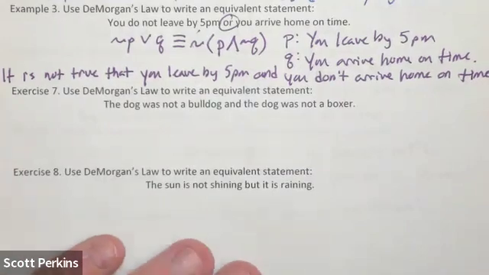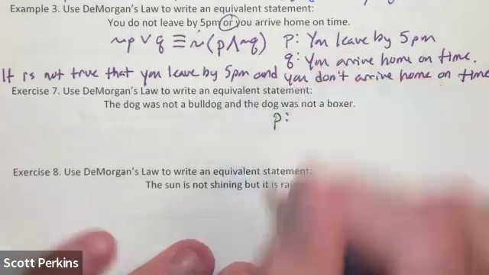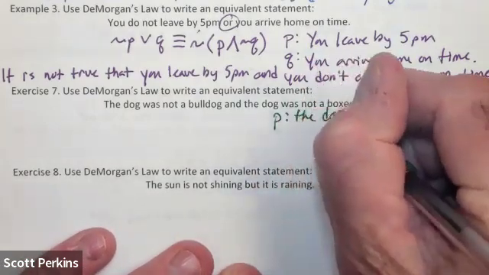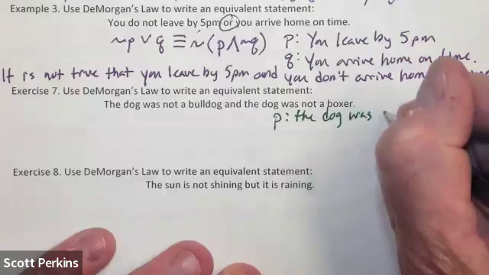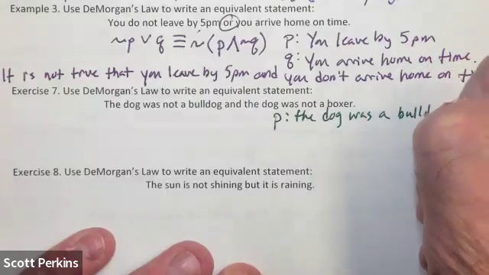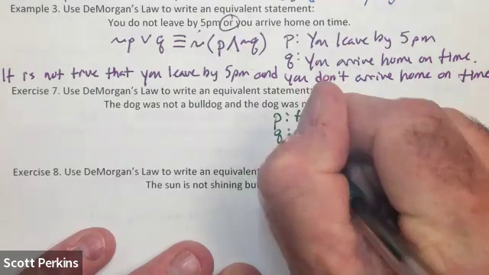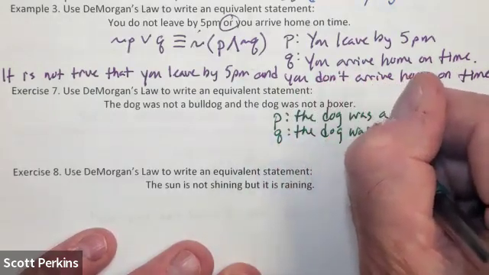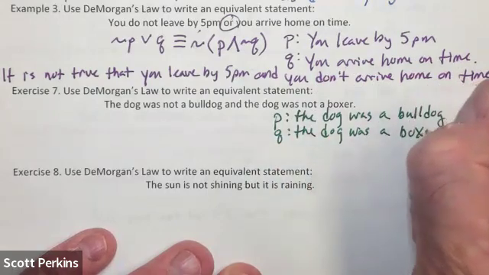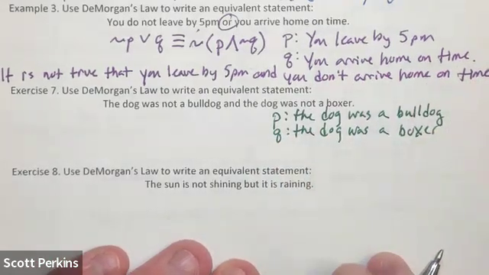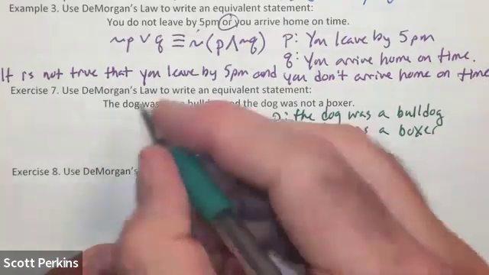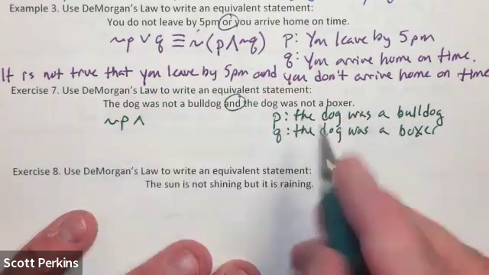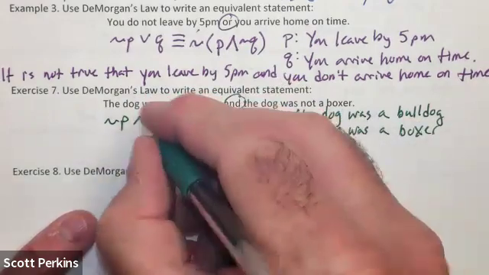All right, so pushing play, here we go. Statement P is the dog was a bulldog. Statement Q is the dog was a boxer. So the statement that we are given, the dog was not a bulldog, is squiggly P. And the dog was not a boxer, that is squiggly Q.